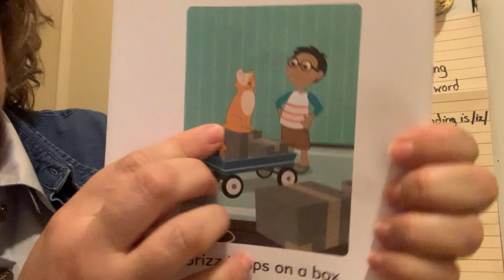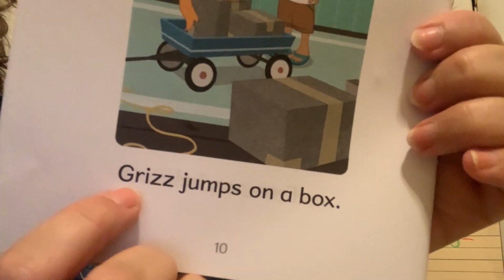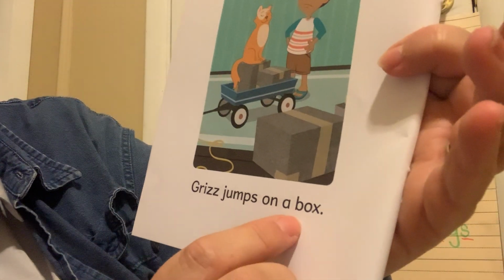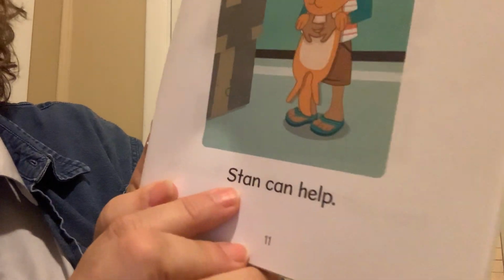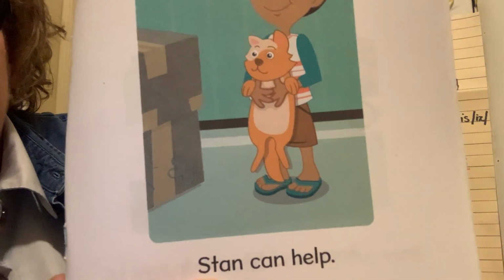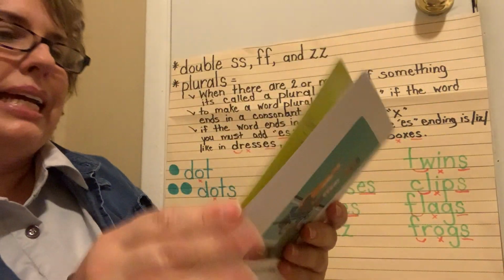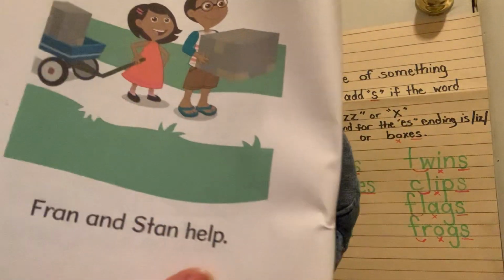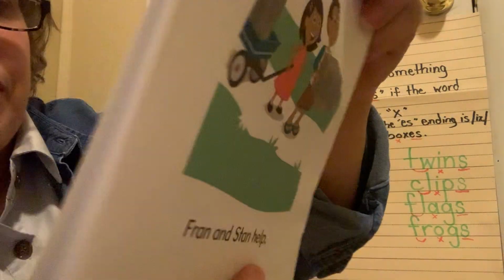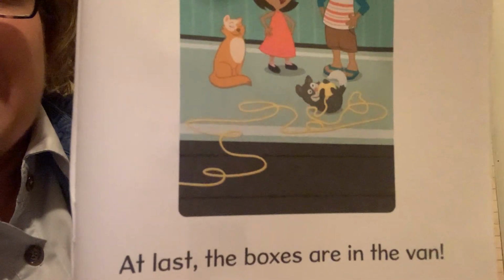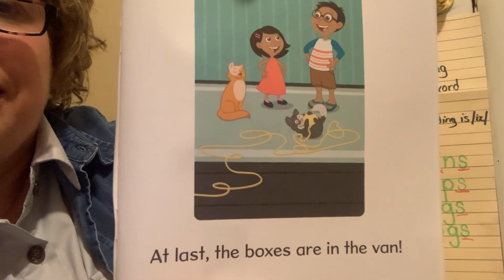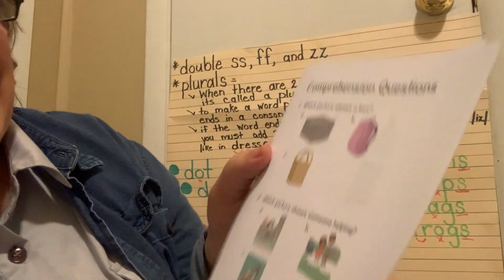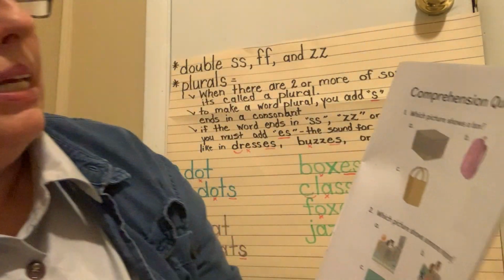Oh, look at their kitty cat. What's its name? Grizz. Grizz jumps on the box. Stan can help. Look at old Grizz. Grizz looks like he doesn't want to get off the box. Fran and Stan help. At last, the boxes are in the van. The end. And it's got some really cool comprehension questions at the end.